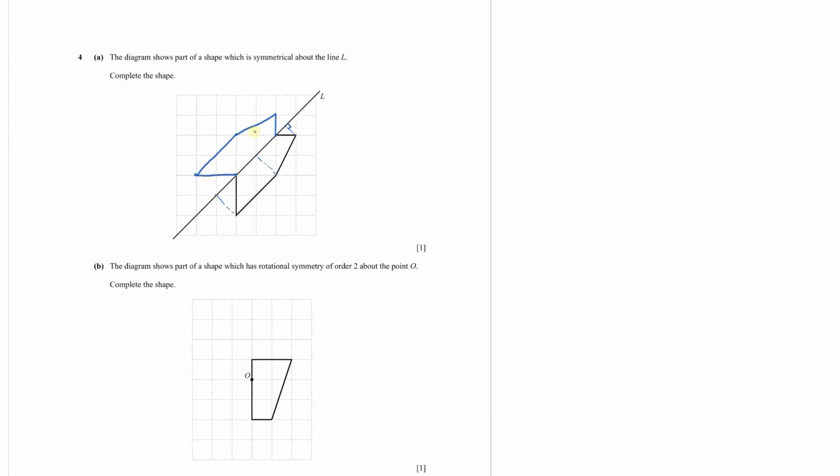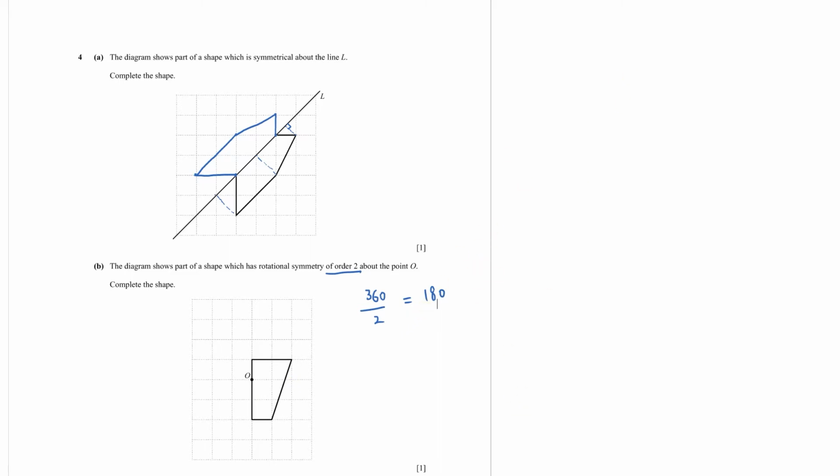So this is your shape, which has line of symmetry with this line L. Part B is the diagram shows part of a shape that has rotational symmetry of order 2 about the point O. Complete the shape. So since you have rotational symmetry of order 2, that means if you divide 360, which is the full rotation, by your rotational symmetry order 2, you get 180 degrees. So that means this pattern repeats every 180 degrees.